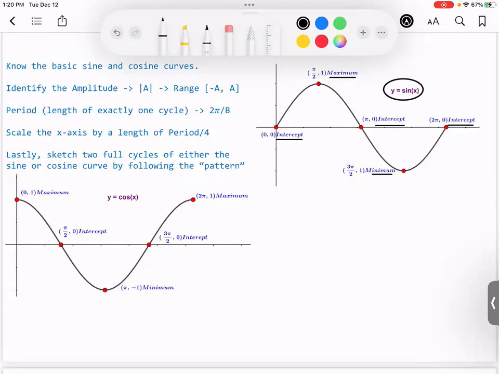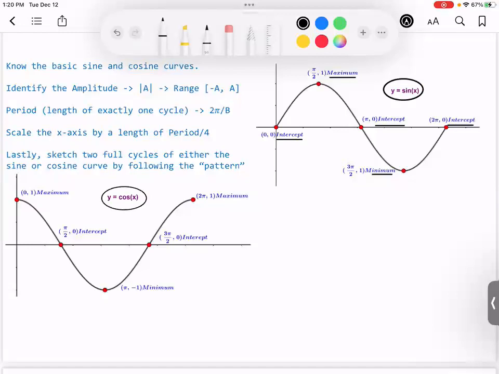Another thing that you need is, if it asks you about the cosine curve, the cosine curve pattern from 0 to 2 pi is a little bit different. The 5 key points go as maximum, intercept, minimum, followed by intercept, maximum.